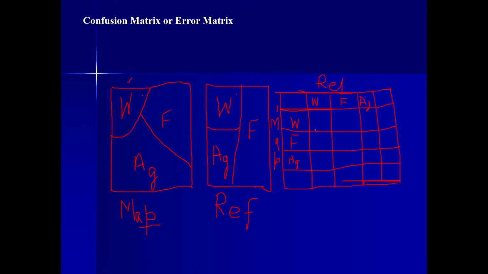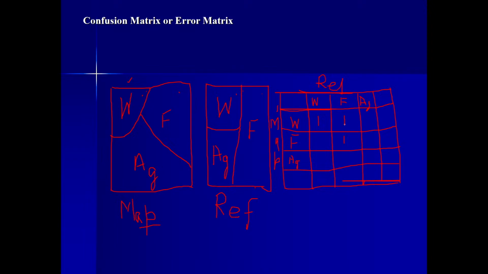So how to fill the error matrix? On the map it is water, and on the reference map also it is water, so this will come here. Then you take a second sample, it comes on the forest class, and at the same location on the reference map it is forest class. So in the table it will be forest on the map and forest on the reference. If you take a third sample, it comes out to be water on the map, and forest on the reference map. So the sample location will come here in the error matrix.